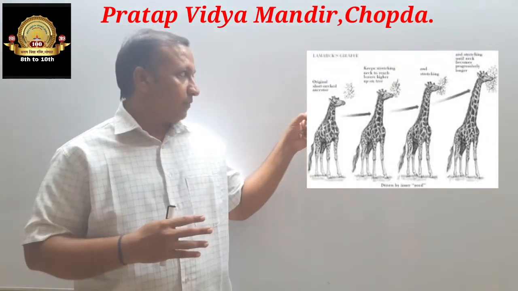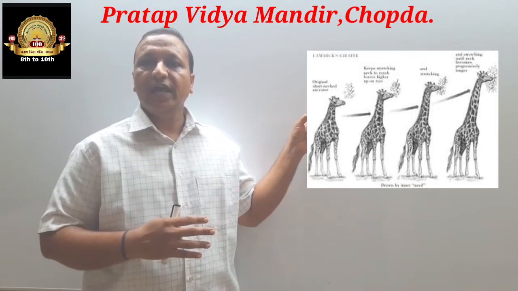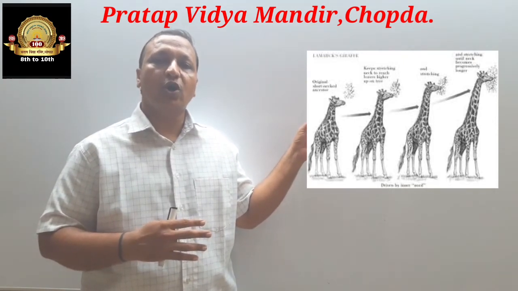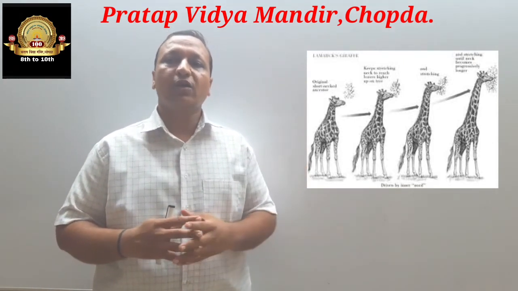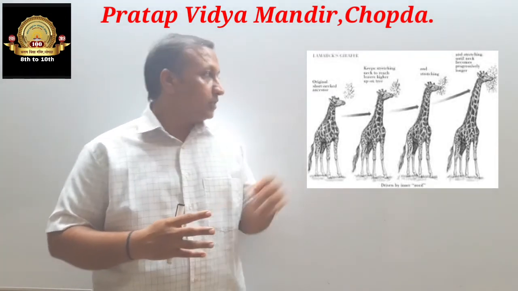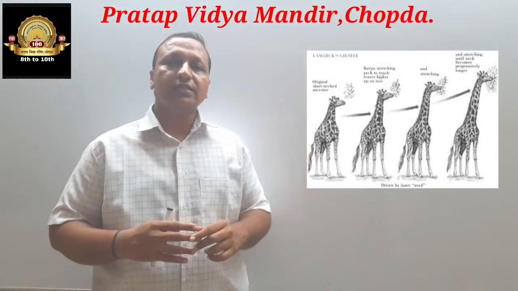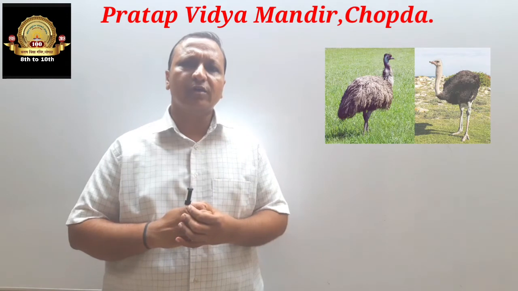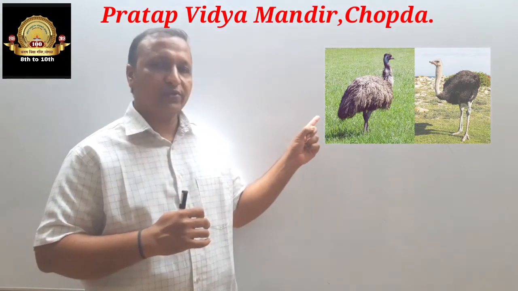For example, first is the giraffe. The neck of the giraffe has become very long due to browsing on the leaves of tall plants by extending their necks over several generations. Second example, the shoulders of the ironsmith have become very strong due to frequent hammering movements. Third example, the wings of birds like ostrich and emu have become weak due to disuse.